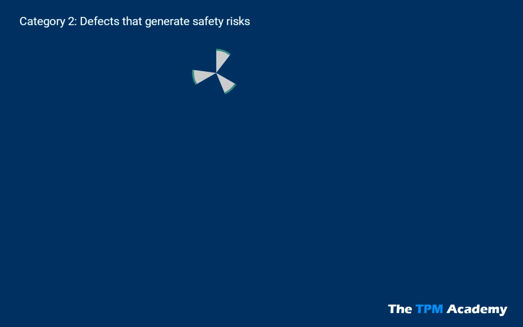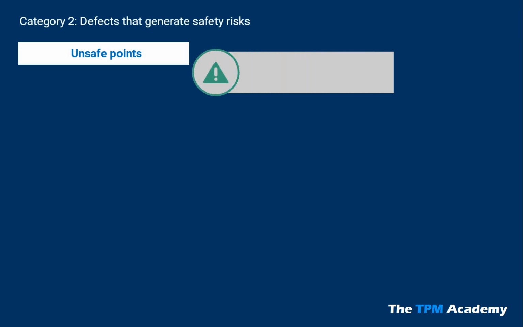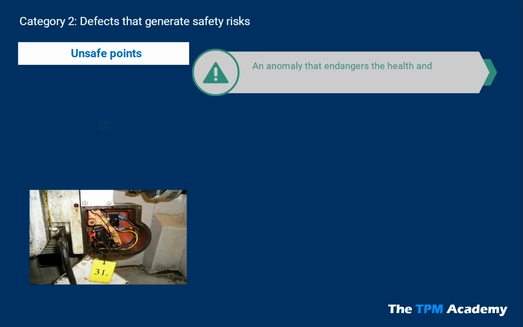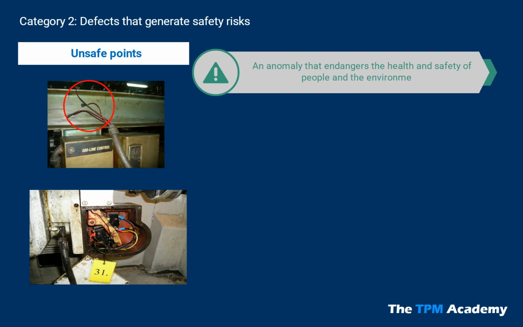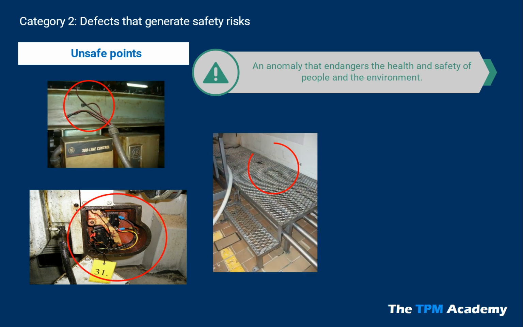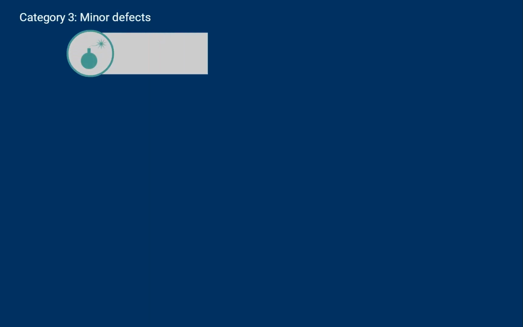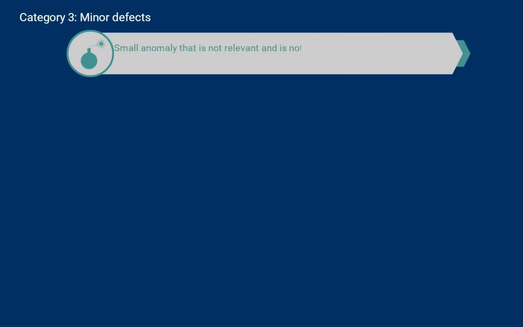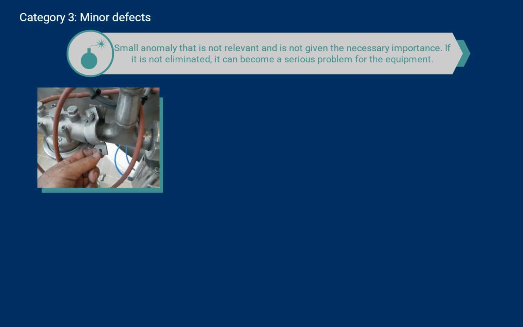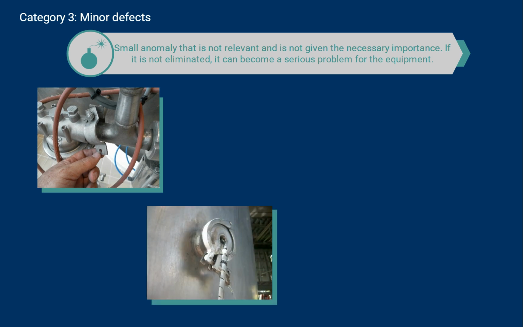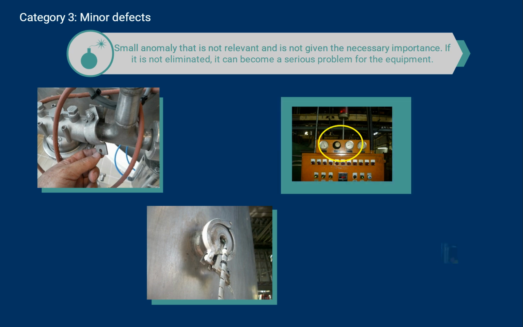This anomaly, when present, puts people's health and safety at risk, as well as affecting the environment. Some examples include loose and exposed cables, defective pipe supports, holes in plant walkways, and incomplete or poorly performed maintenance work, among others. Minor defects are anomalies that may seem insignificant at first glance, and are often not given the necessary attention. However, if left uncorrected, they can develop into serious problems for the equipment. For example, missing screws and loosening of joints, temporary fixes on an instrument panel, loss of functionality in a temperature sensor, or perforations on a surface.